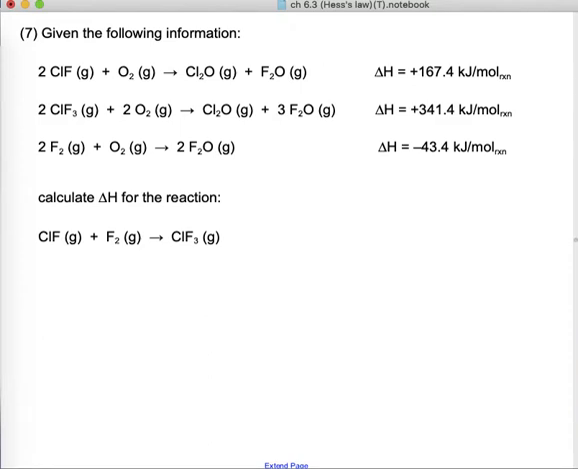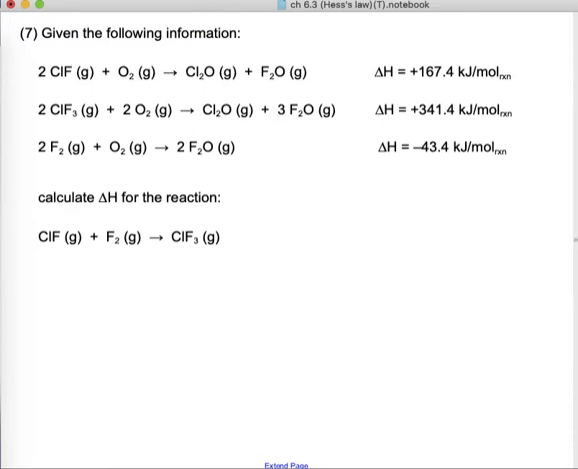Wow, a lot going on there. Okay? I've got 3 equations at the top, each of which involves the combustion of either a binary compound of chlorine and fluorine or of elemental fluorine to form oxygenated products. And I have listed the enthalpy changes for each of those reactions.